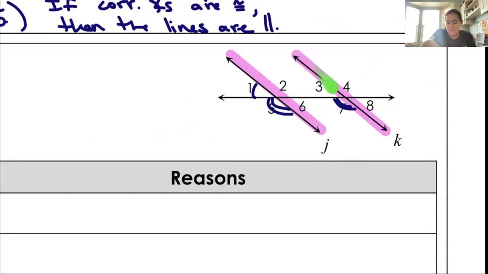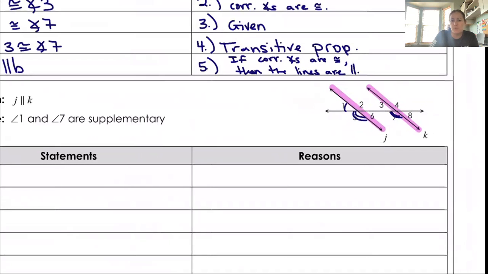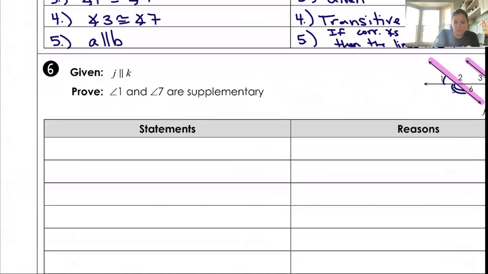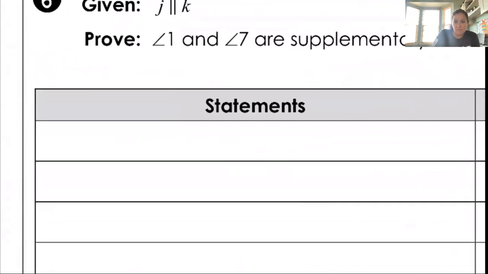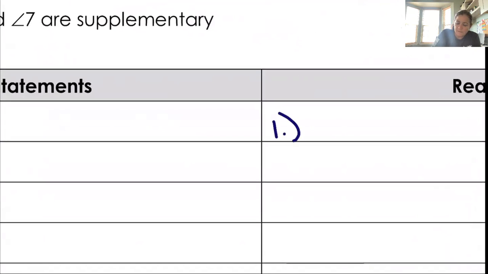So if I can say these lines are parallel, I'll say angle 5 and angle 7 are congruent. And then I can say that these are supplementary. And then I can use substitution to say the other ones. Now we are going to use substitution. So I'm going to have to use my definition of congruence to change it to measurements so that you can do that substitution. You substitute with measurements, not congruency. So let's start with the first one. J is parallel to K. And that was given.